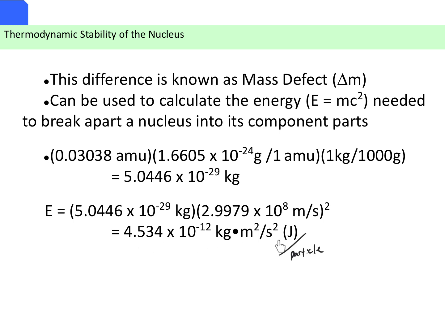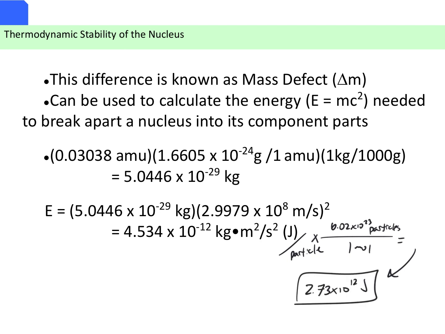Now that's per particle. But what happens if you have a mole of particles? Well, multiply this number by Avogadro's number, 6.02 times 10 to the 23rd, and you get a final answer of 2.73 times 10 to the 12th joules. That's how much energy it would take to break apart a mole of helium nuclei.